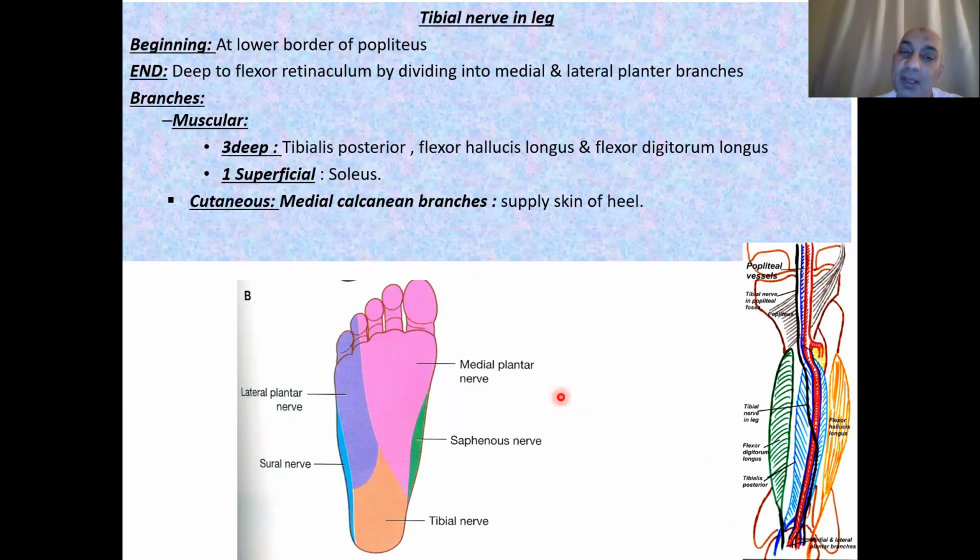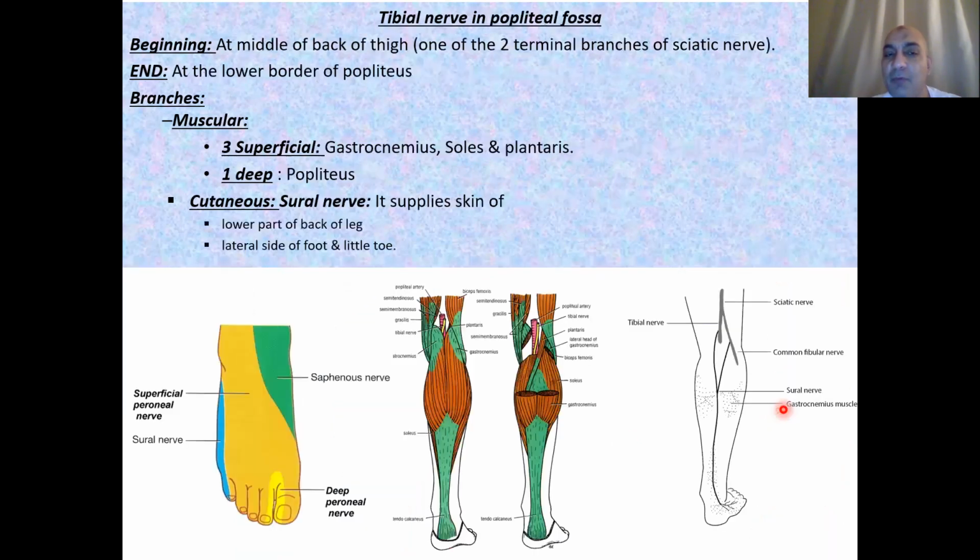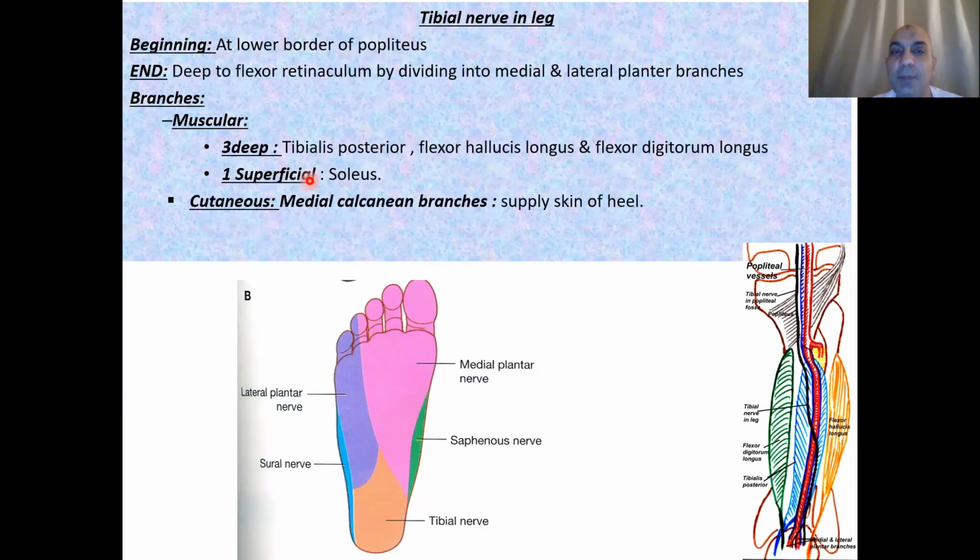Muscular branches, we have 3 deep, 1 superficial. This muscle is called the tibialis posterior, the orange one is called the flexor hallucis longus, and the greenish one is called the flexor digitorum longus. 1 superficial, gastrocnemius. So if we concentrate, the tibial nerve in the popliteal fossa gives off 3 superficial, 1 deep. The tibial nerve in the leg is going to give off 3 deep and 1 superficial. 3 deep: tibialis posterior, flexor digitorum longus, flexor hallucis longus; 1 superficial: soleus.